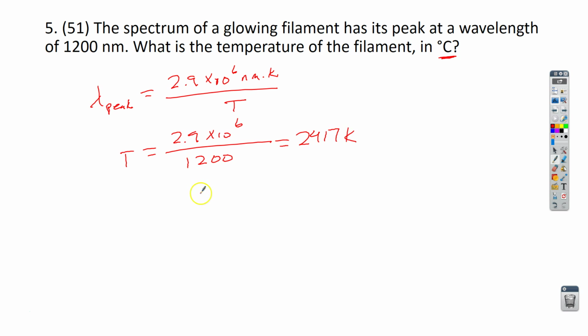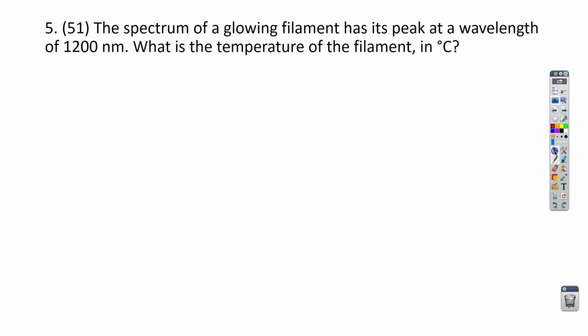K. In order to get to degrees Celsius, all we do here is we take that 2417 K and we subtract off 273 degrees, and that will give us 2144 degrees Celsius. So Kelvin here is just your degrees Celsius plus 273. So Celsius is going to be Kelvin minus 273, and that's where that comes from. All right, let's go ahead and take a look at the next problem.